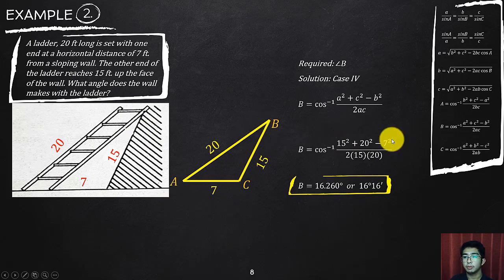So we're going to use formula B, this one. So inverse cosine of A squared plus C squared minus B squared all over 2AC. Substitute the values of A, C, and B correctly, okay, take note, and solve for B. You'll get B as 16.26 degrees or 16 degrees 16 minutes. That is your answer for example number 2.